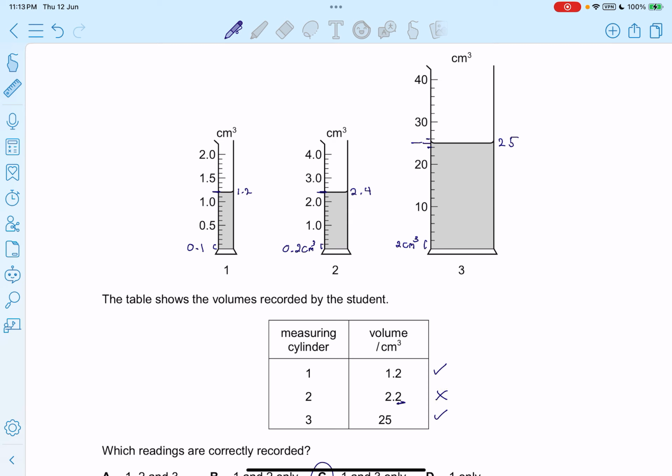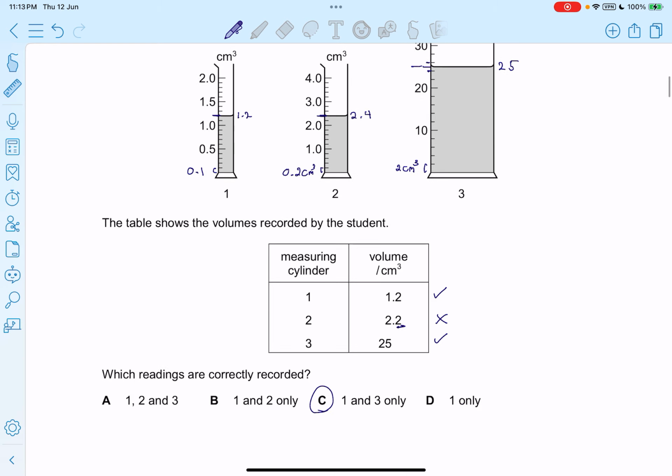Number 3, each division is 2 cm cube, and the lower meniscus is in the middle between the division, so it means there's 1 cm cube here. So if you count up to here is 24 and plus 1, 25, so the total volume is 25 cm cube, so the third one is also right. Which readings are correctly recorded? 1 and 3 only, so answer is C.